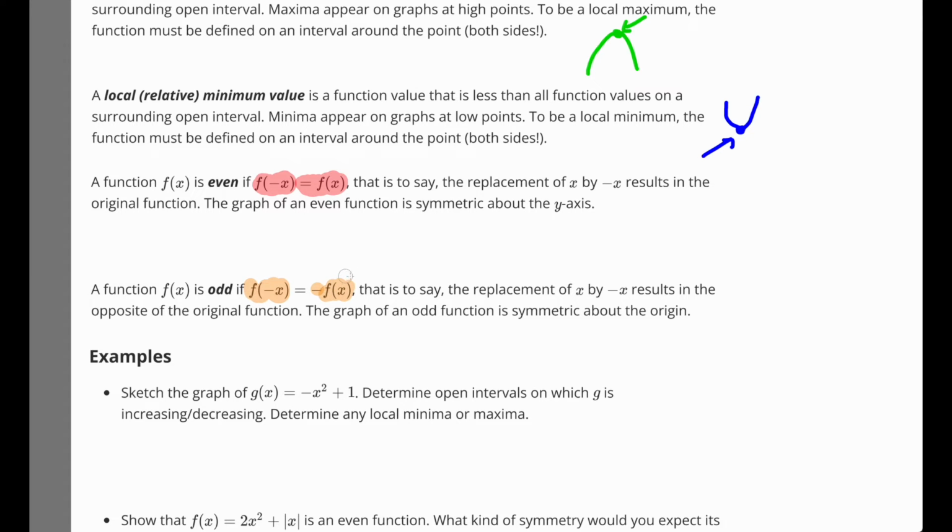Okay, hopefully you see the symmetry within these equations, these formulas. One has a negative input and it's equal to the positive of the positive input. This one has a negative input, but it's the negative of that positive. So one's negative and one's positive.